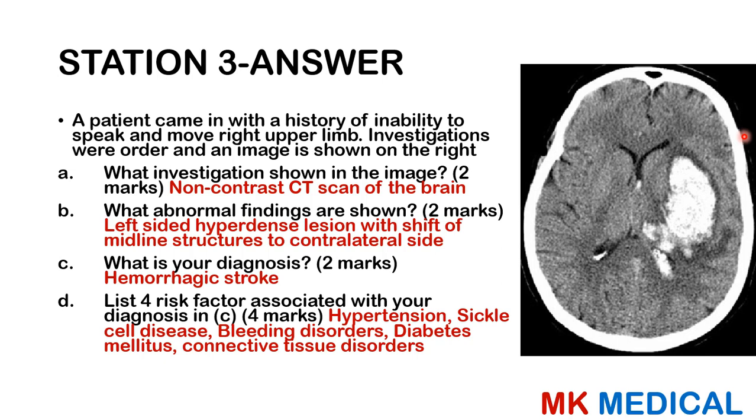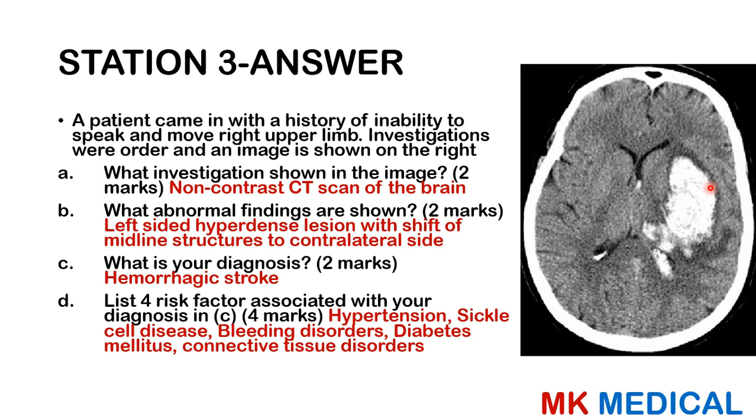So this patient here has this abnormality here. As you can see, they have this hyperdense lesion in the left side of their brain. As you can see, you have some shift of the midline structures. You also have some obliteration of the ipsilateral ventricles and some edema surrounding this lesion. So most likely this is compatible with a hemorrhagic stroke.